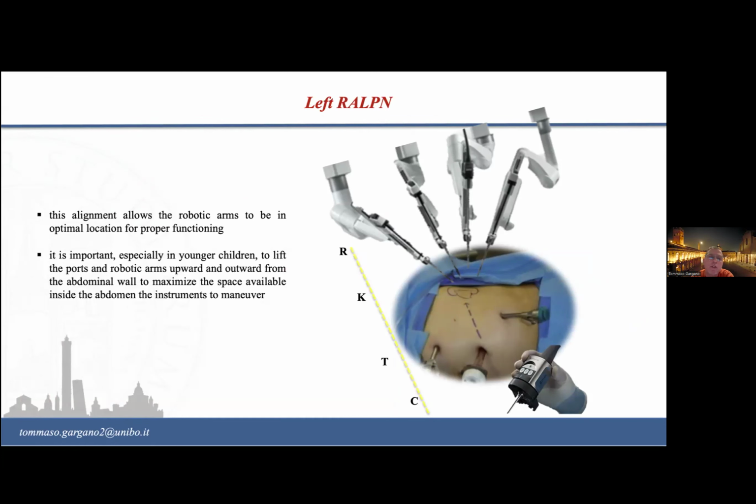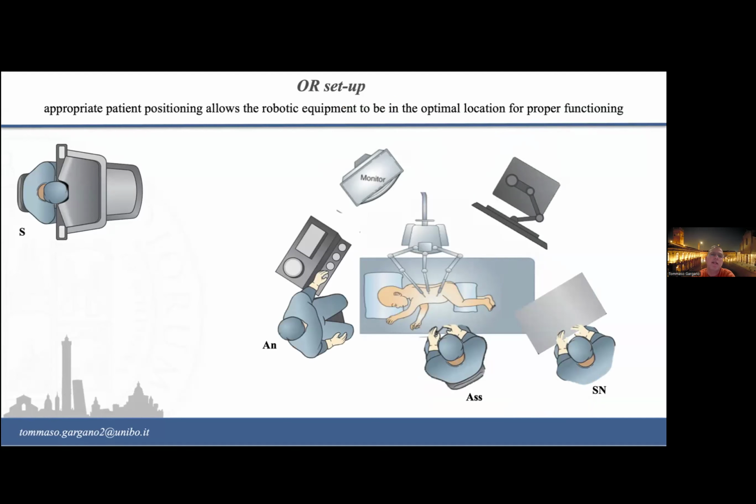In the slide, you can see the schematic picture that shows the operating room setup, with the surgeon seated in the console, the assistant surgeon in front of the patient, the robotic system behind the patient with a control tower, and you can see the position of the anesthesiologist and the scrub nurse.